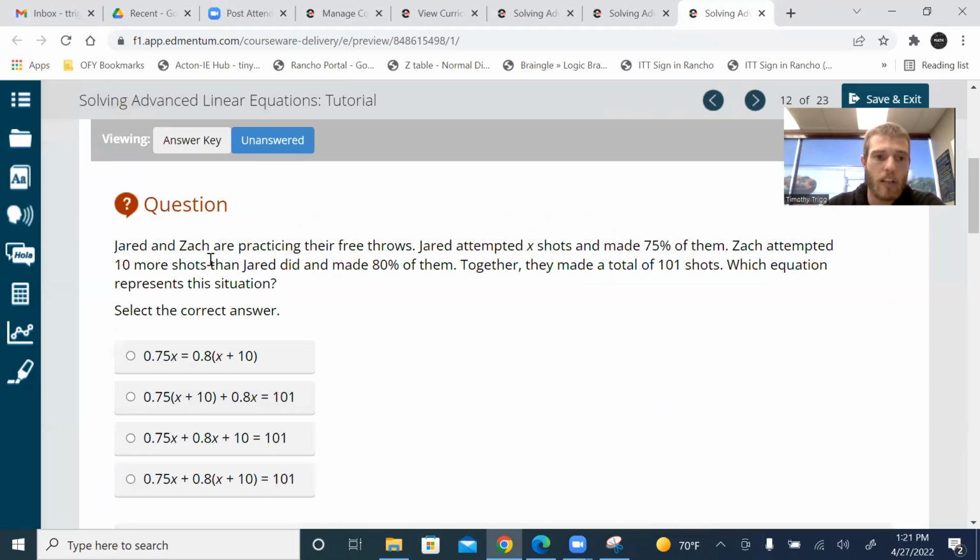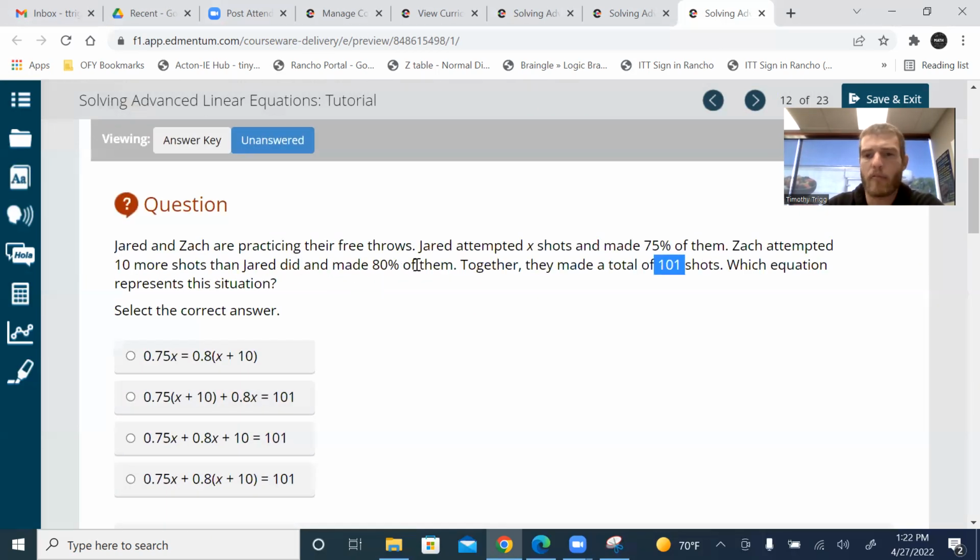Let's take a look at this first question here. It says, Jared and Zach are practicing their free throws. Jared attempted X shots and made 75% of them. Zach attempted 10 more shots than Jared did, and he made 80% of them. Together, they made a total of 101 shots. Which equation represents this situation? So the key thing is that when you add the shots that Jared made to the shots that Zach made, you get 101 shots.